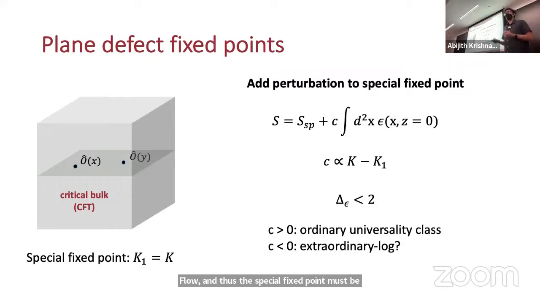We'd expect that C greater than 0 and C less than 0 corresponds to two different universality classes. And C greater than 0 is just the ordinary universality class. And for C less than 0, we'd expect it to be something different. So we'd expect it to be extraordinary log, but we don't know for sure.